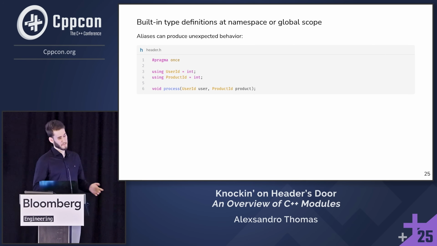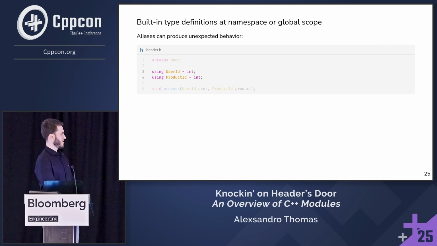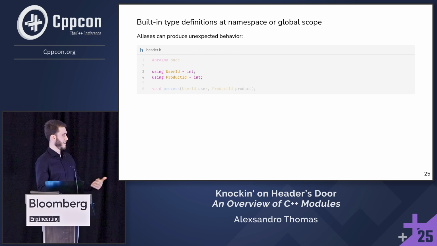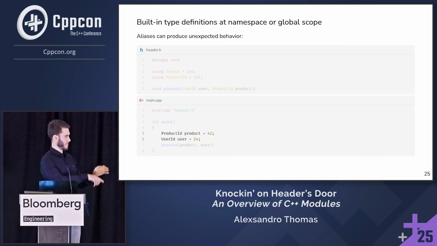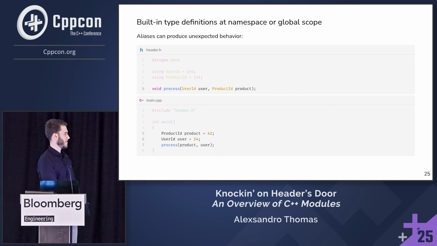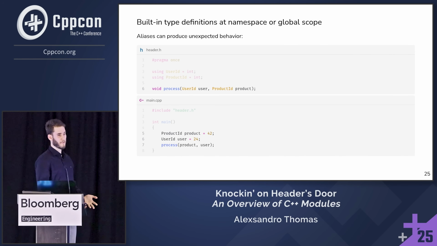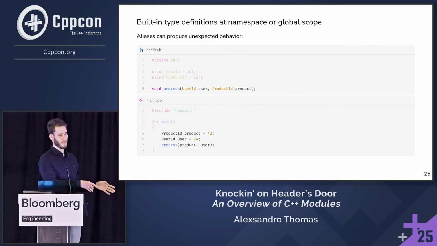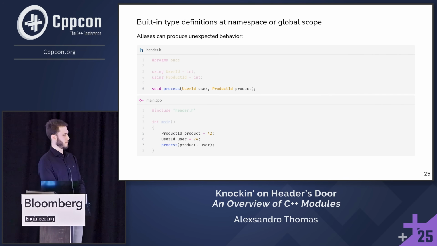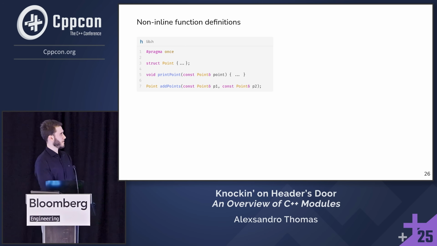And also, it can also mean that aliases can produce unexpected behavior. If we look at this example where we're using this user ID and product ID as just simple aliases of integers, and then you have your void process, which takes one of each, and your main.cpp includes that header and then instantiates 2 of those types and then tries to call them in the wrong order, your compiler will not do anything to tell you because it's not a strong type, it's just an alias. You're basically just calling an integer by a different name. So you should be aware if you're using that it may not provide all the guarantees that you expect it to.